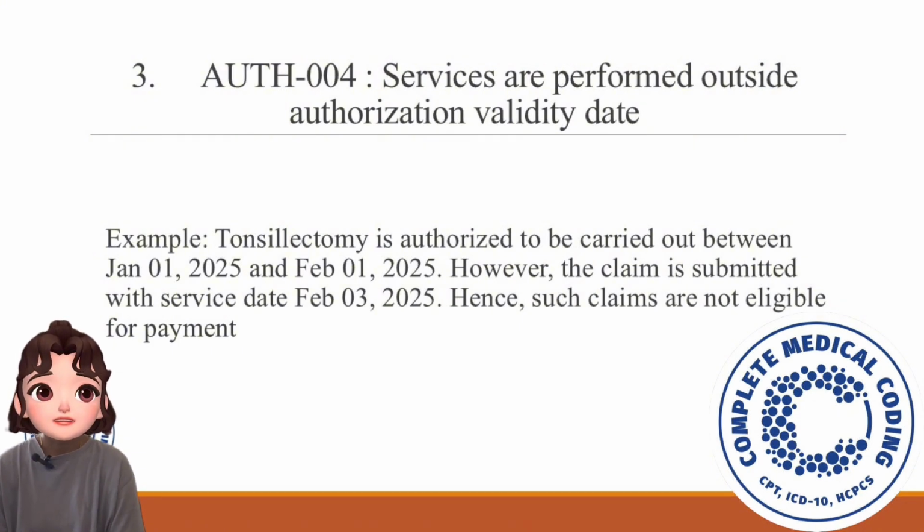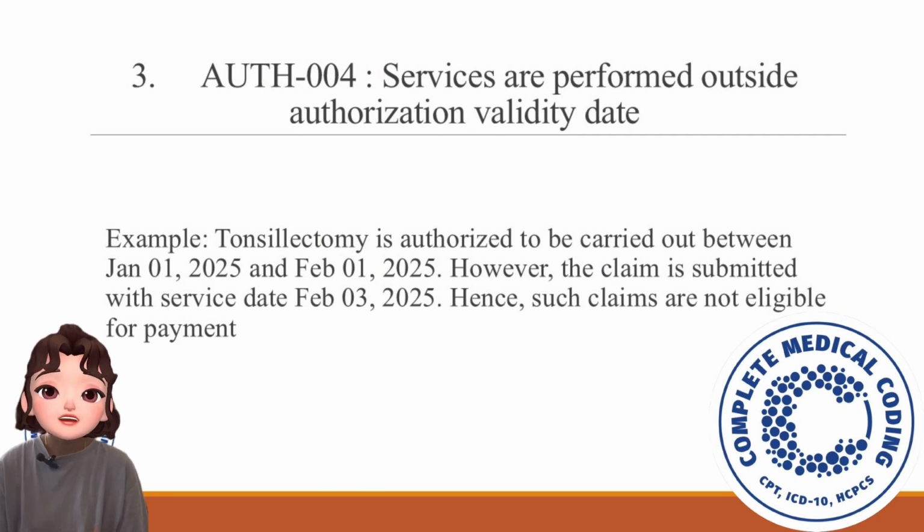Let's discuss it with the same example. For example, a tonsillectomy or some surgery which is authorized, meaning we already got the approval. But in the approval, as I mentioned in the previous video, there is always a starting date, the effective date, and an expiry date. So this approval was effective 1st of January and the expiry date is 1st of February. But the claim that we submitted, the billing date or service date, was February 3rd. So it is outside the validity date of the authorization, and in such cases the claim will be denied. That's what it exactly means.